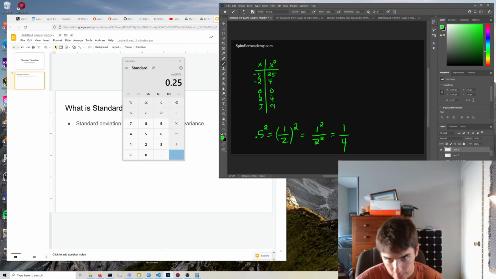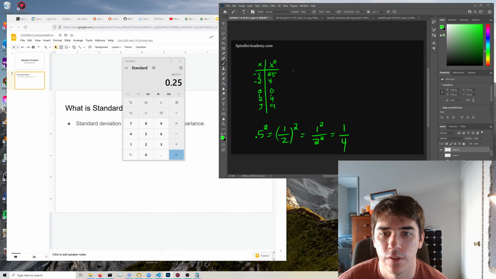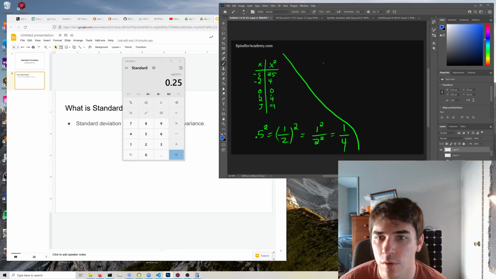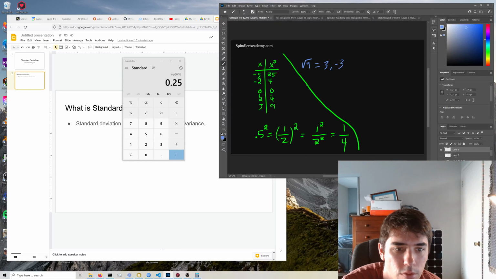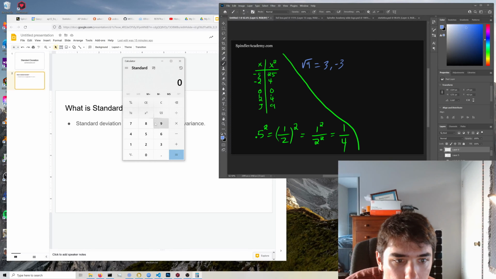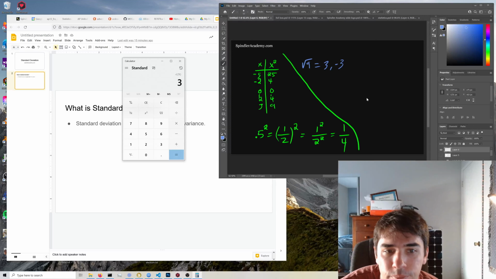Yeah, so that's squaring. Then, what is the square root? Well, square root is just the inverse of square. So, square root of 9 is equal to, well, it can be 3, or it can be negative 3. And this is the symbol that you use to determine that. But if you do it on a calculator, it's just going to show you the positive one, I think. So let's try that. 9 square root, yeah, 3.